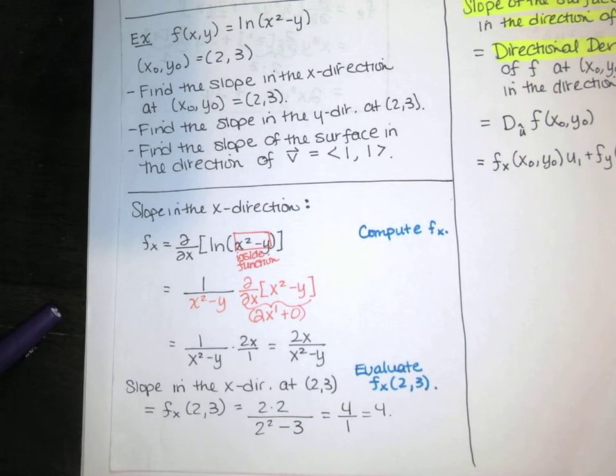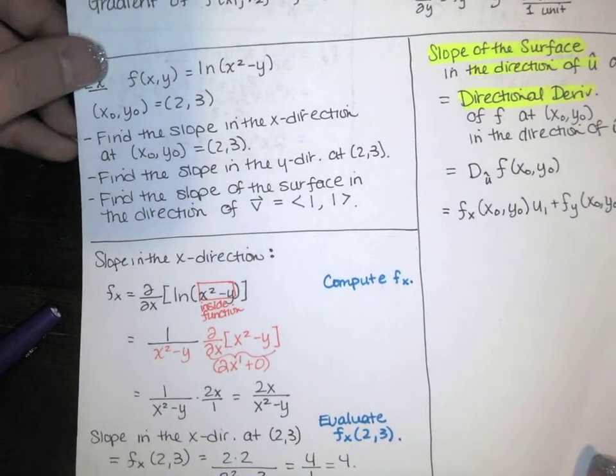What does that mean? Well, that means the z values on my surface go up by 4 units for every 1 unit change in x when we're sitting at this point. When we're sitting at the point x equals 2, y equals 3, and z equals f of 2, 3, whatever that value is. Okay, so that's slope in the x direction.